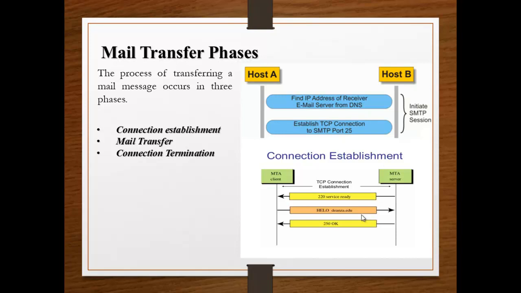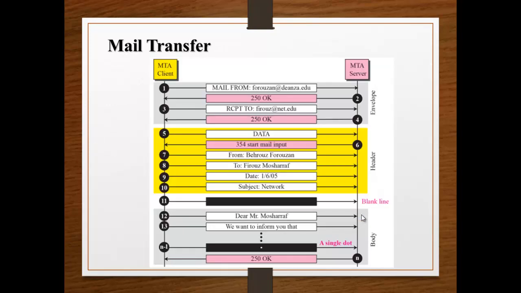250 means okay. So first the server is sending 220, that is service ready. Then the client is sending a hello message along with the name of the host, and then the server is checking whether the host is available, whether I am able to make a connection to the host. All those things the server will check, and the server is sending a response 250. This is connection establishment. Then the mail transfer will happen.